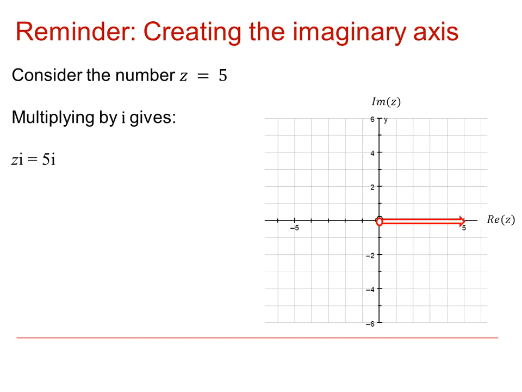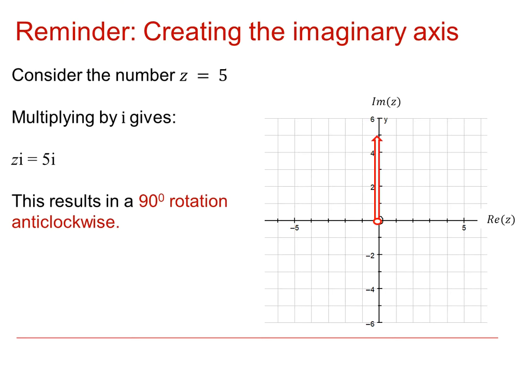Well, let's start by considering the real number 5 and what happens if we multiply that by i. And obviously we get 5i. On the Argand diagram then, we know that this is along the imaginary axis, so that we can see that from 5 on the real axis we've turned through 90 degrees, so a 90-degree anticlockwise rotation when we've multiplied by i.